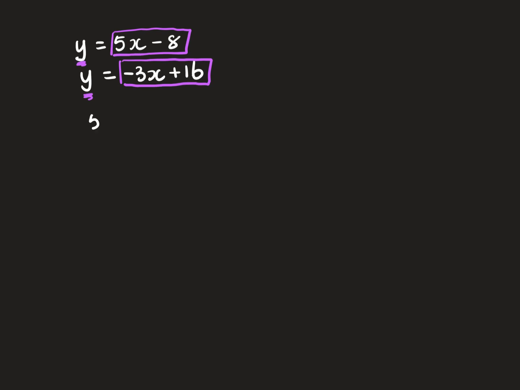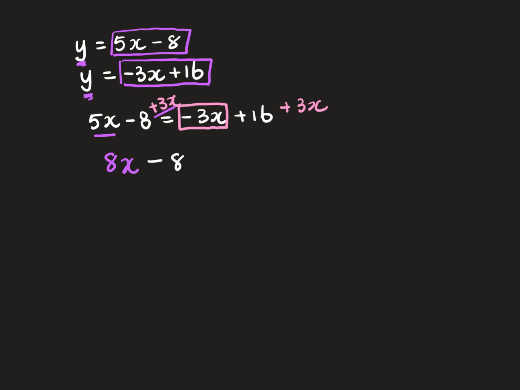Okay, so we've got 5x minus 8 is equal to negative 3x plus 16. What am I going to do next? I need to get rid of this negative 3x. I'm going to add 3x to both sides. Over here we've got 5x plus 3x will give me 8x. I've still got minus 8 equals 16. Add 8 to both sides. And I have 8x is equal to 24.